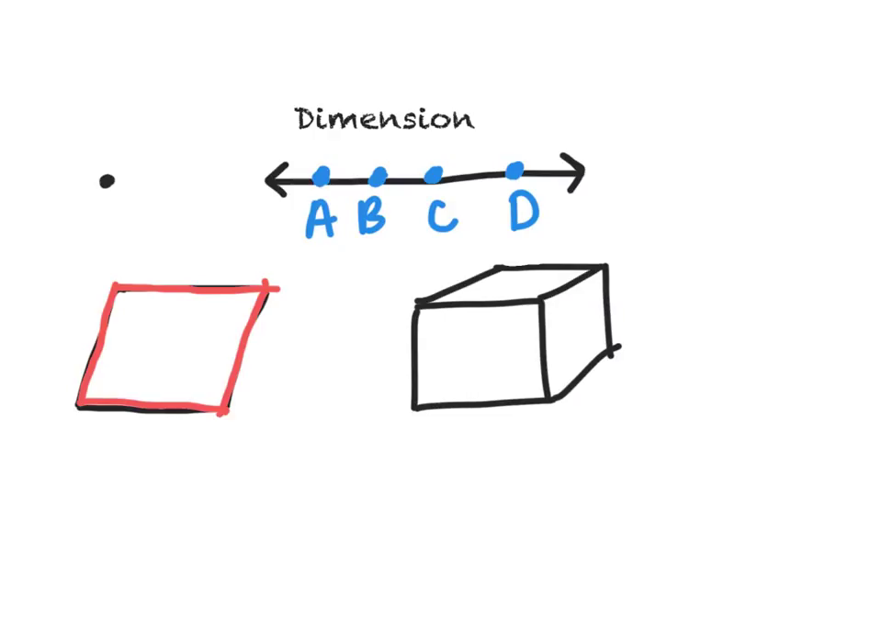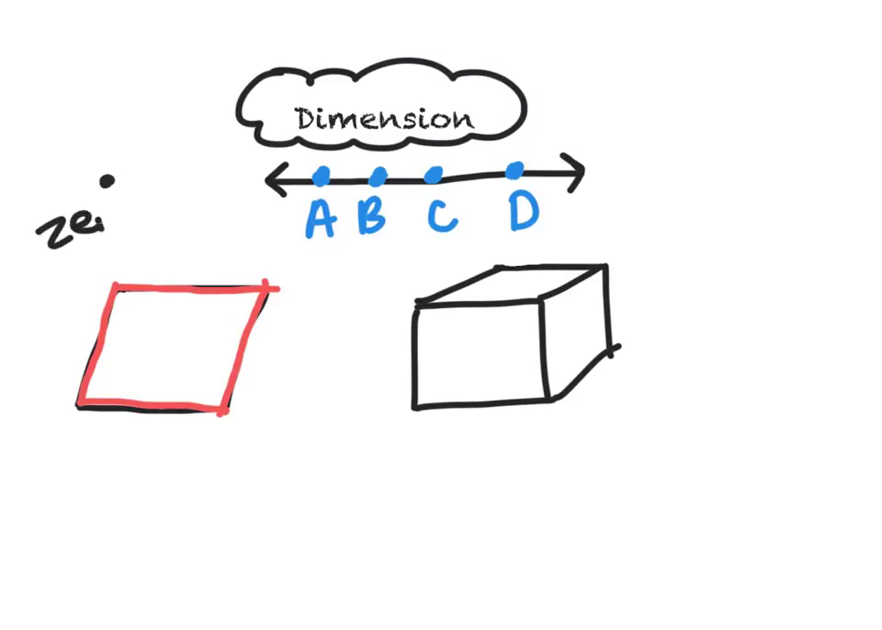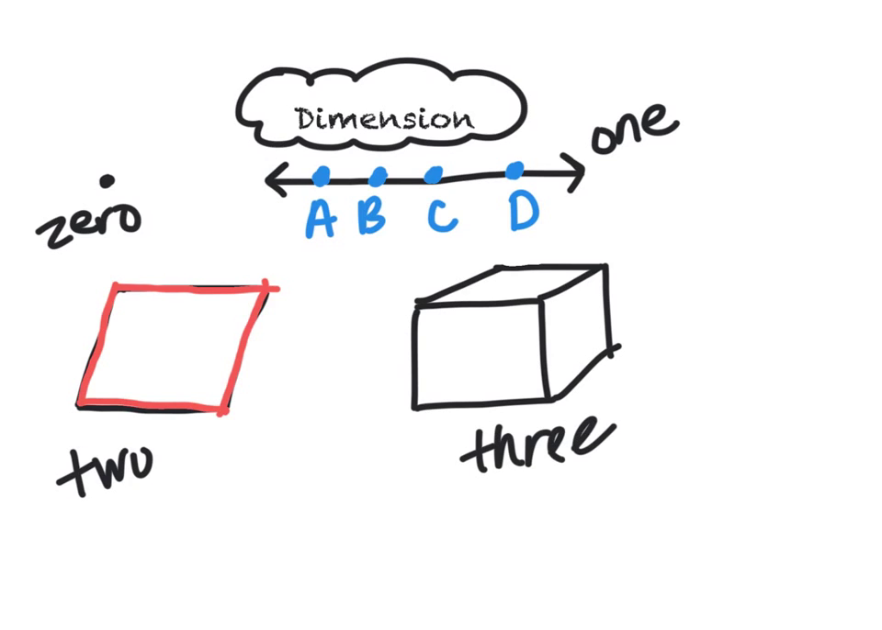So to summarize here, when we're looking at dimension, a point has 0 dimension. A line is 1-dimensional. A plane is 2-dimensional. And a cube is 3-dimensional.